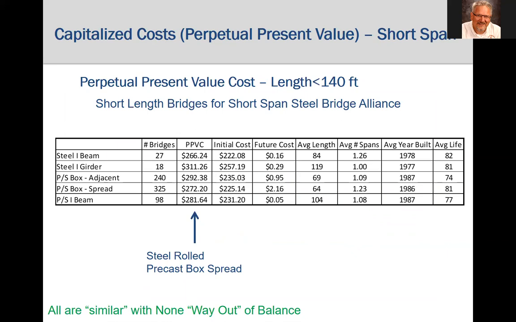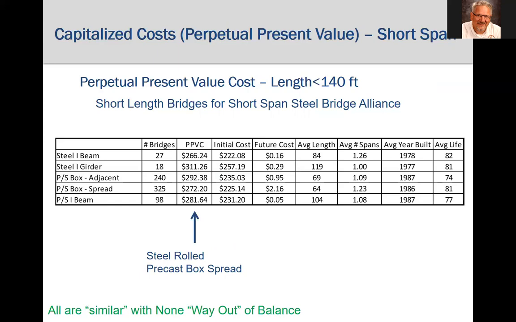The Short Span Steel Bridge Alliance defines short spans as simple spans 140 feet or less. This table reduces the full database to bridges with lengths of 140 feet or less. It does not restrict it to simple spans, but only by the length. There is much more consistency in the average length and the average number of spans, which makes it a better comparison than the full database results.